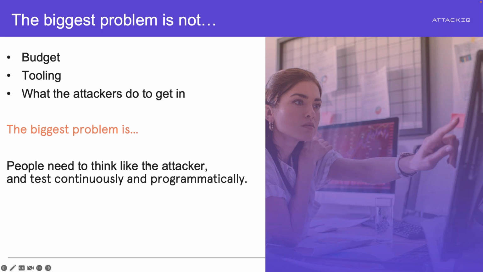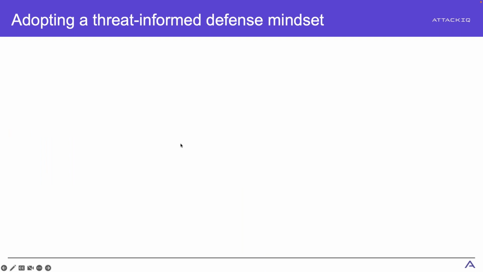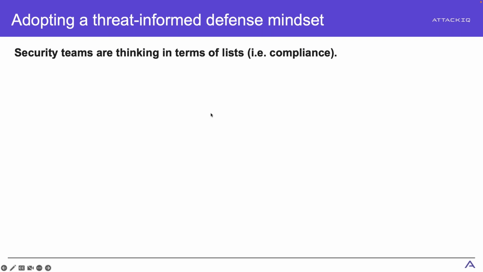The biggest problem we have is that we need to continue to think like the attacker, test continuously, test programmatically, and not only be able to run those tests, but be able to explain those results back to all of our other stakeholders. To that end, we really need to continue to adopt that threat-informed defense mindset, all the way through from intelligence to building the tests, running the tests, reviewing all of those results.